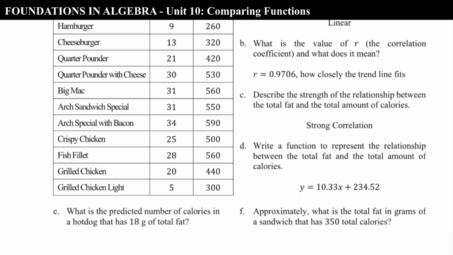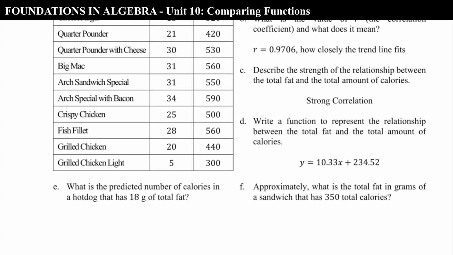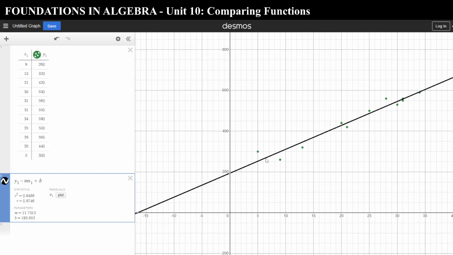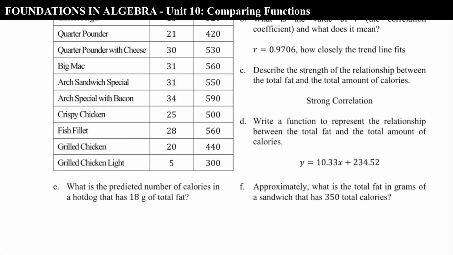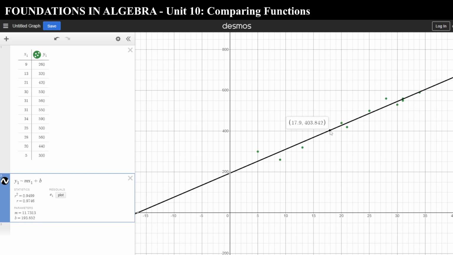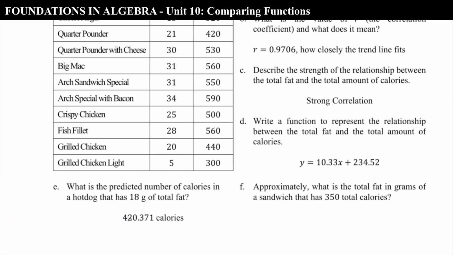Okay, a couple more questions. What is the predicted number of calories on a hot dog that has 18 grams of total fat? You can either use your equation by putting 18 into x, or you can go back to your graph in Desmos and find 18 on your trend line. So let's see, 18 on my trend line is going to be here. So we're looking at about 405 and some change. Actually, let's go back here. If we're looking at 18 grams of fat, yeah, it looks like it should be more of 405. That's a typo. So it should be 405, not 420.